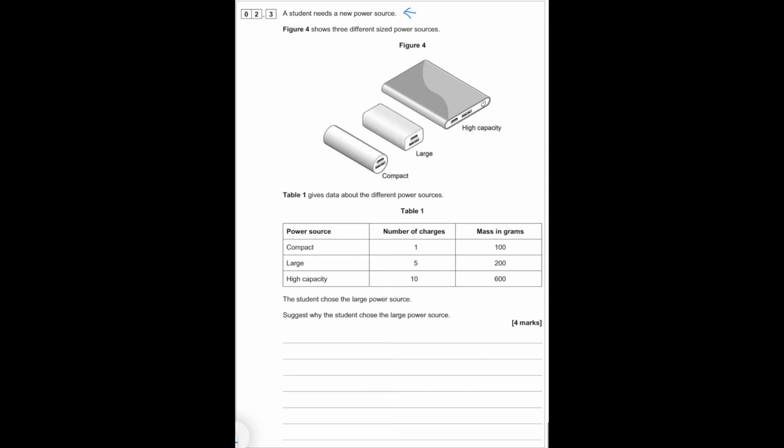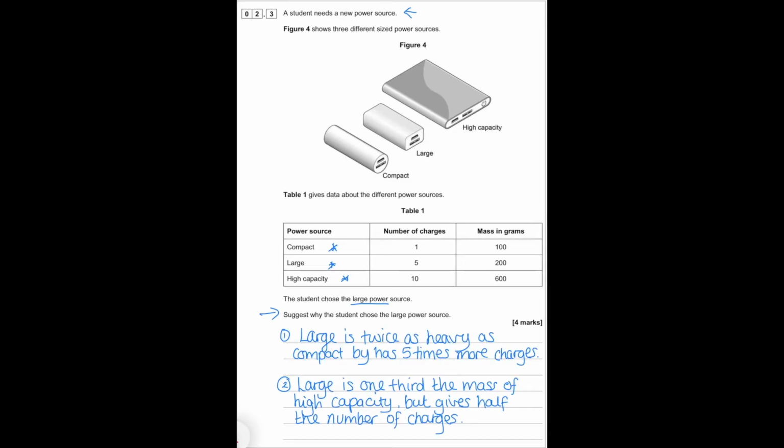A student needs a new power source. Figure 4 shows 3 different types of power sources. So we've got compact, large and high capacity. The student chooses the large power source. Suggest why the student chooses the large power source. In this question, we are simply going to state what we see from the data. So we can see that the large is twice as heavy as the compact charger, but it can give 5 times more charges. Secondly, when we compare the large to the high capacity, it has 1/3 of the mass, but gives half the number of charges. So for the same mass, it would give more charges.